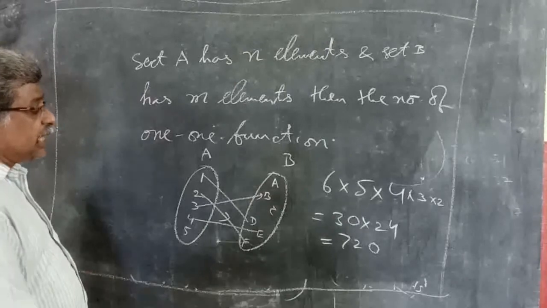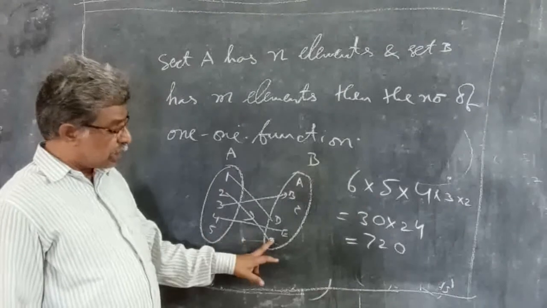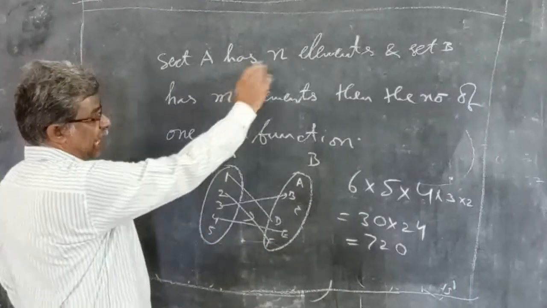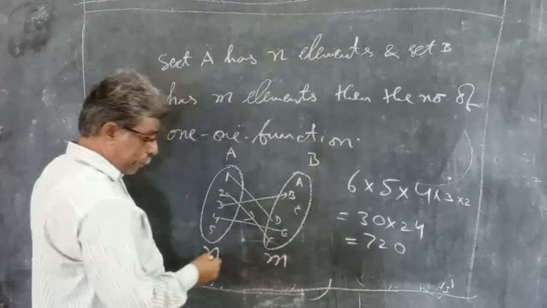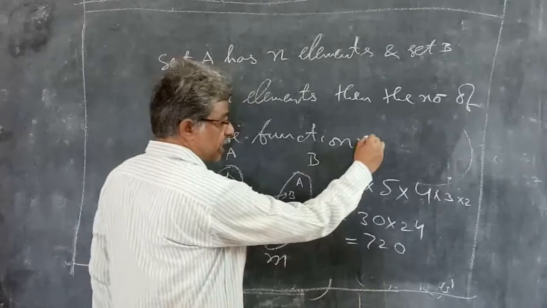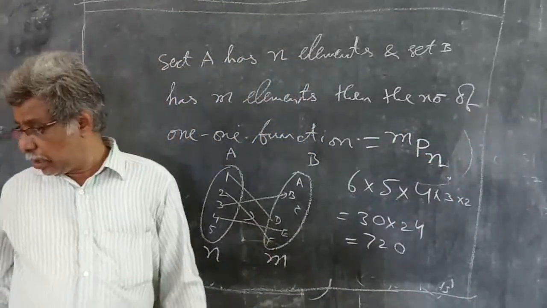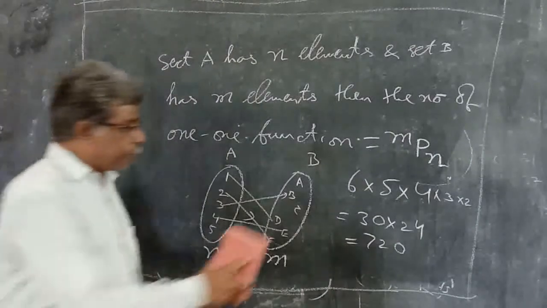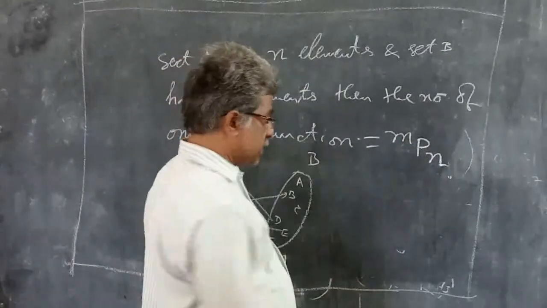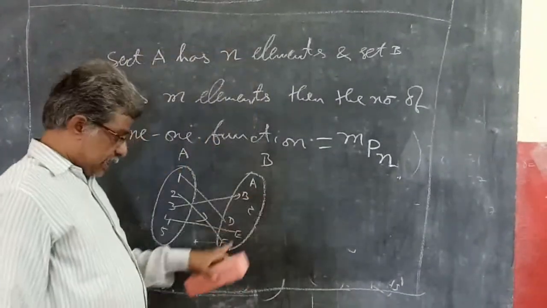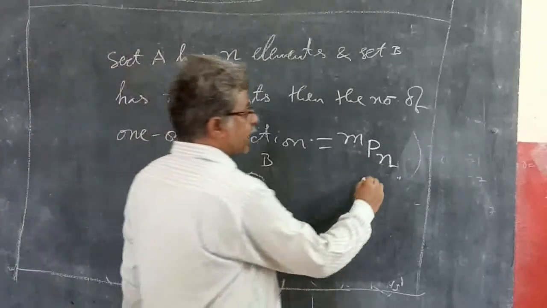Same, you are mapping elements of this to this, but without repetition. It is nothing but you are arranging r things out of these n things. Here I am taking A has n elements and B has m elements. So the arrangement is mPn. So the number of 1-1 functions is mPn. That is the number of functions. But one thing must be remembered here: this m must be greater than or equal to n.